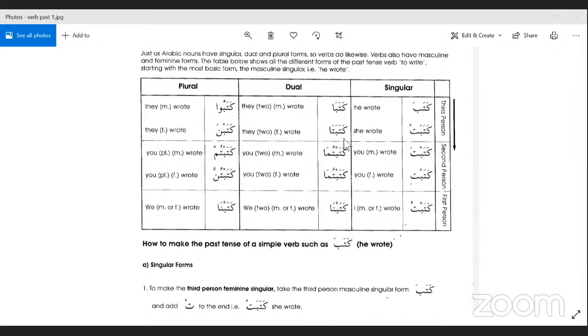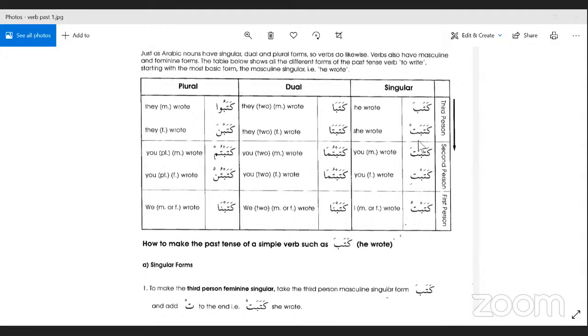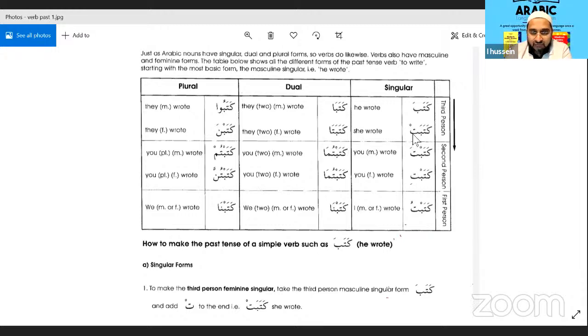Next person I'm going to bring on the mic, Brother Muhammad. Are you there, Brother Muhammad? Assalamu alaikum, Sheikh. Alaikum salam. How are you? Alhamdulillah, how are you? Alhamdulillah, very well.